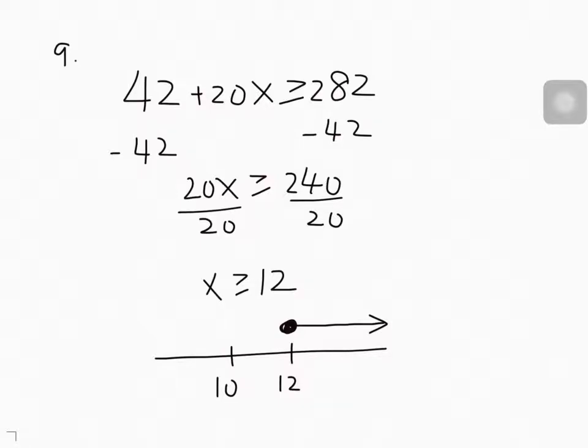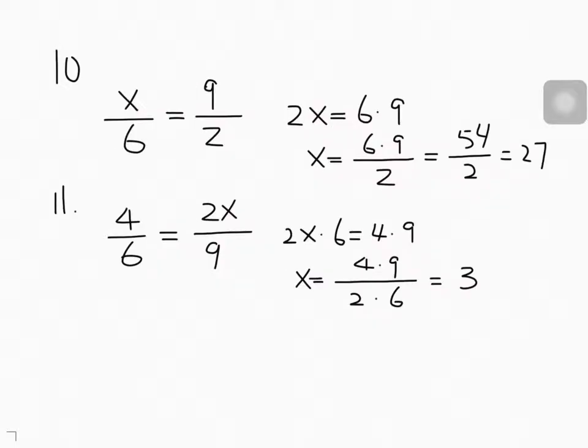Subtract 42 from both sides, we have 20x greater than or equal to 240. Divide both sides by 20, we have x greater than or equal to 12. So that means Joe will need to mow 12 or more lawns.